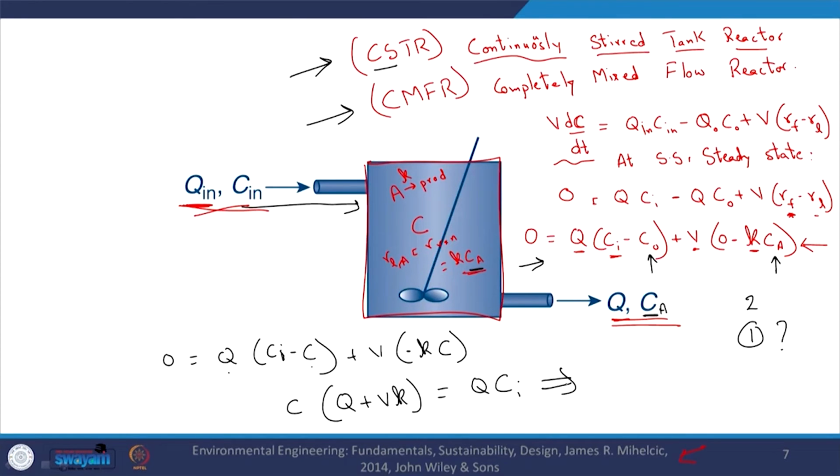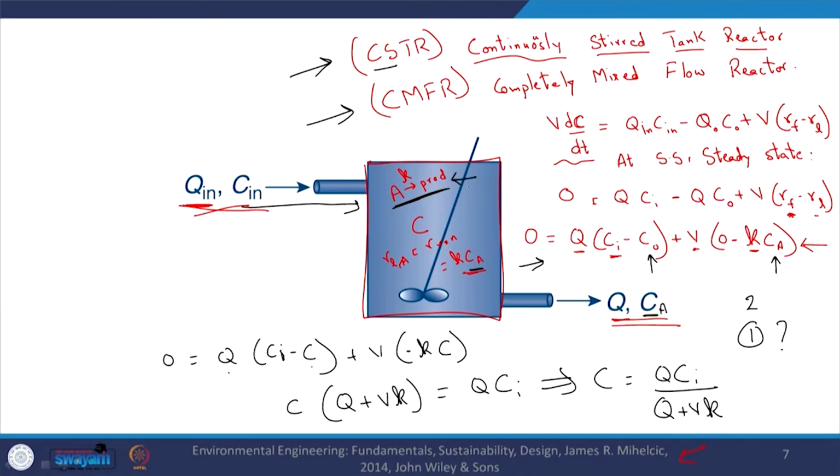And hopefully I did not commit any silly errors. So, concentration of the compound leaving the system is equal to Q into C I by Q plus volume into the rate constant. This is when obviously we have a first order loss. Obviously, if this is not the case, it is going to be different.